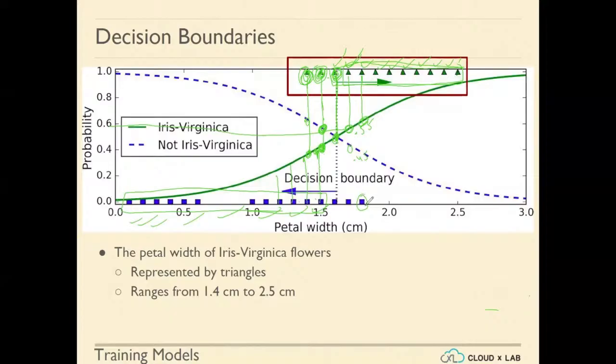Actually, this input belongs to the not virgin ka class. But if you calculate the probability here, what probability will we get? Greater than 0.5, right? We will get a probability greater than 0.5 here, which means the model will predict this input belongs to the virgin ka class. So the model will make a mistake here, right?